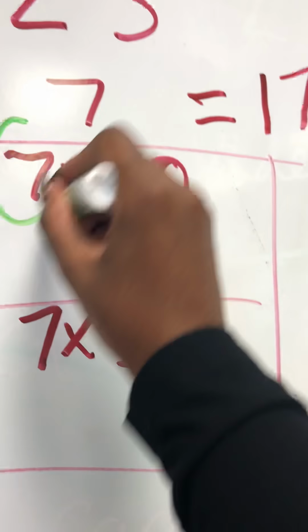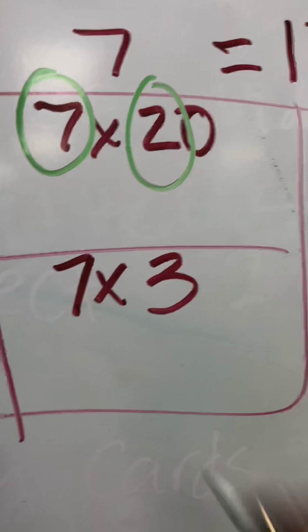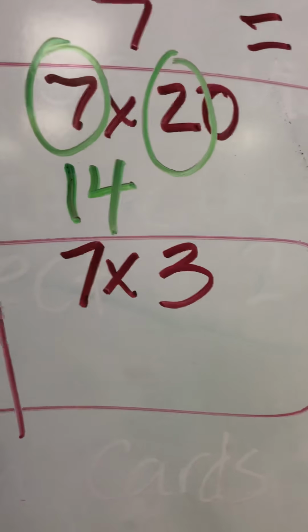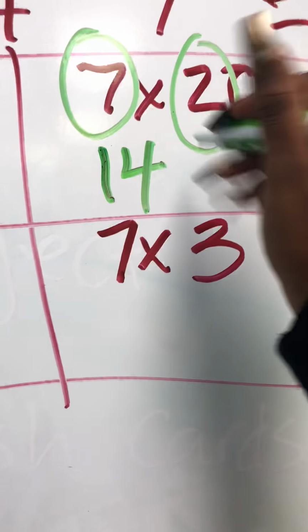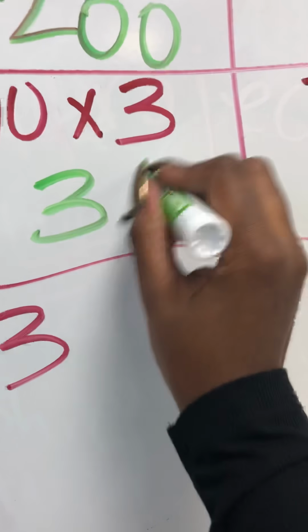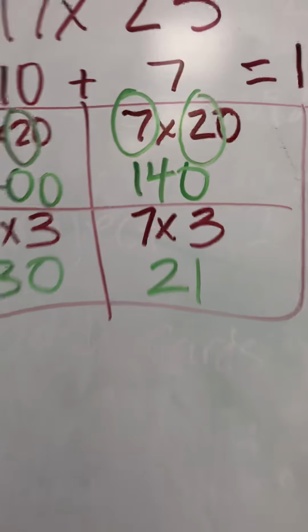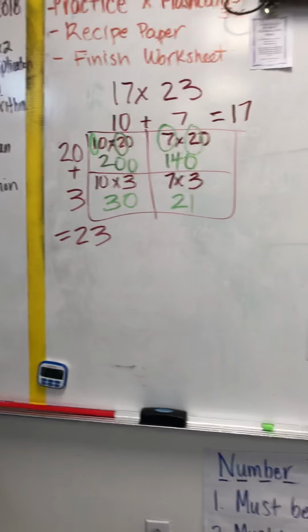Again, I circle the numbers that are not 0. I multiply them. 7 times 2 is 14. And then I look to see how many zeros I have. 1. In this case, I know 10 times 3 is 30, and I know that 7 times 3 is 21. So right now, my partial products looks like this.